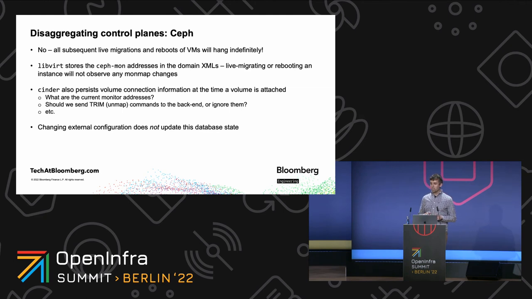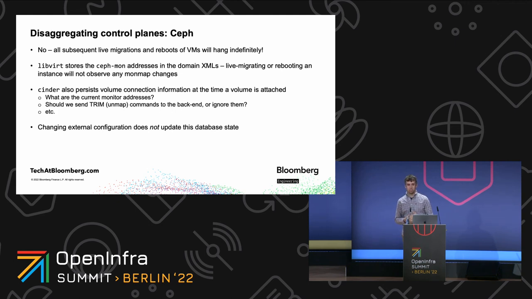And why? It's because when you attach a volume, Cinder stores attachment information along with it. It stores the IPs of those Ceph heads. It doesn't store the host names. So if you move the IPs, it's going to try and build a connection with IPs that are no longer hosting Ceph services. And when you do this, elements of your control plane will hang.